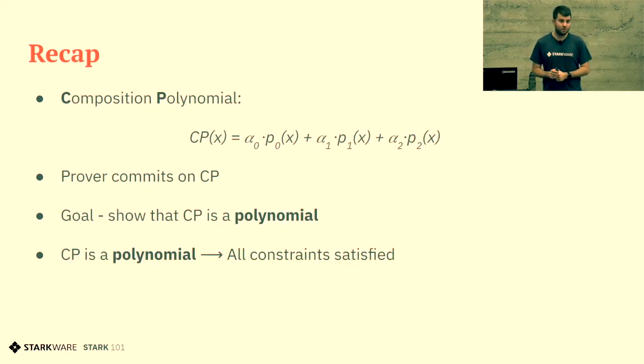We then created the composition polynomial, the CP, using random linear combination. And then the prover committed on the CP. Our goal is to show that CP is polynomial. This is our goal for this talk. We need to show that CP is polynomial, and if we show that CP is polynomial, all the constraints will be satisfied.